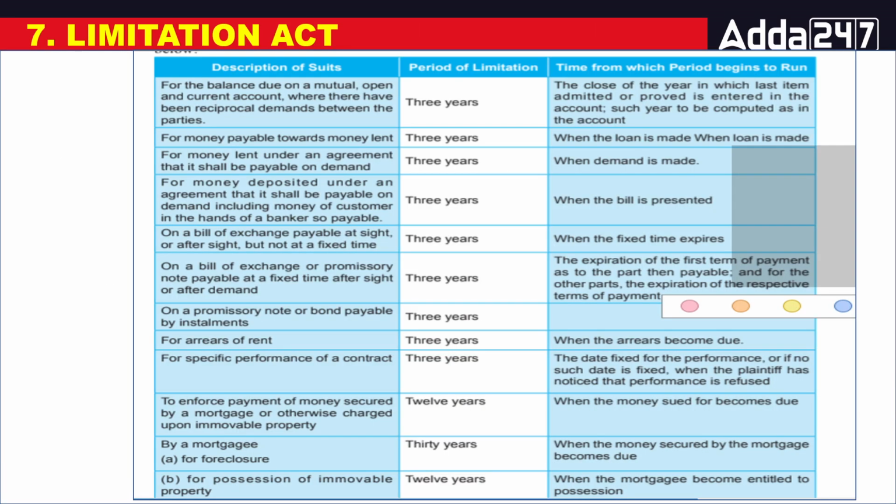Okay. Then, class, this is the Limitation Act. So as we can see, basically 3 years is the limitation for every act, and what you have to learn is 12 years for the mortgage, 30 years for the foreclosure, and 12 years for the possession of immovable property.